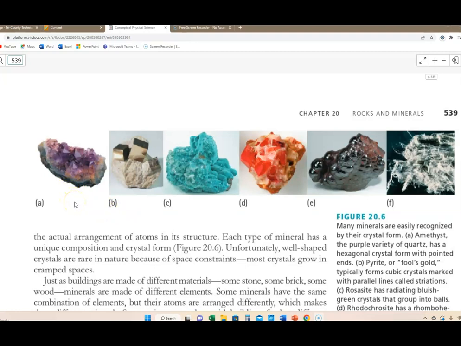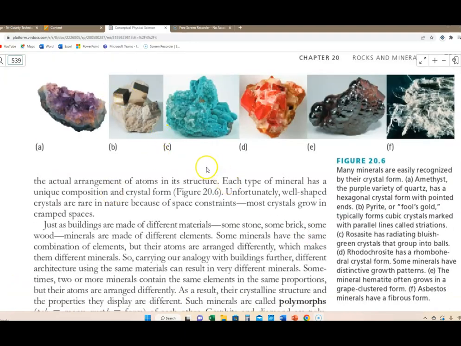So you know it's always good to see these. This is amethyst. If you ever go into a gem store, you see this. It's basically this purple quartz. This B here is called fool's gold, pyrite. And C here is rosite. You can see the color of it, although the color, as we're going to find out, is not a really good indicator.